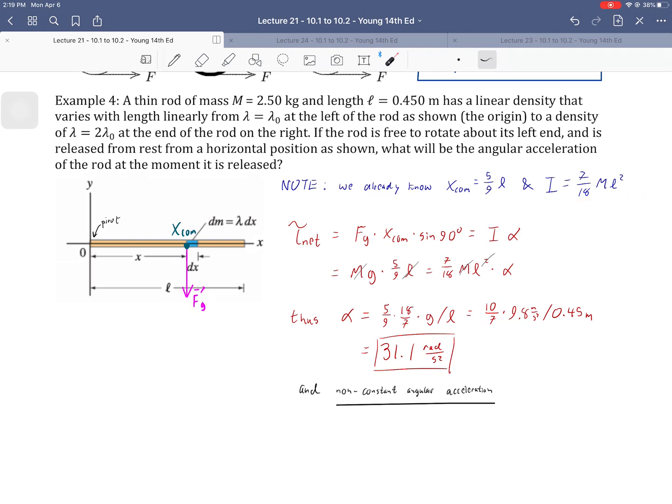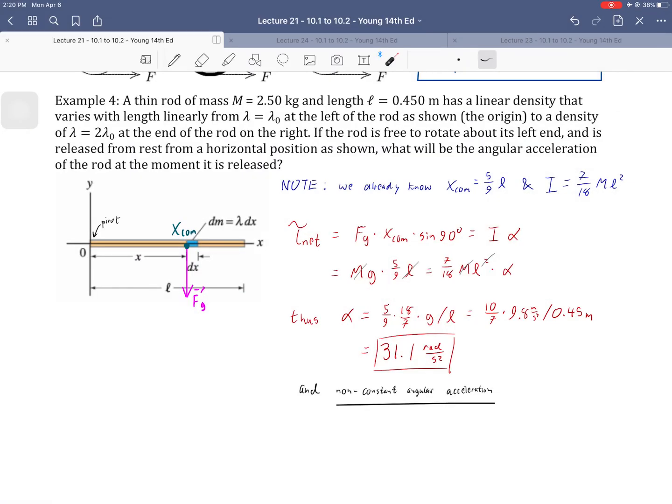And then we're also going to have our moment of inertia to be 7/18 ml squared, which we got from actually doing the calculus and using our appropriate linear form of our density. The density gets twice as dense at one end. In other words, this end over here is twice as dense as the other end.